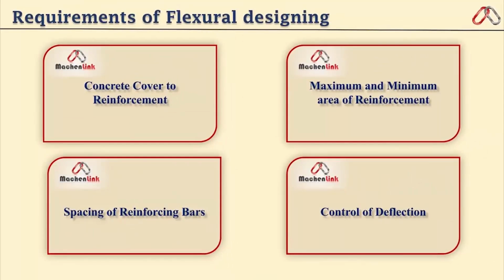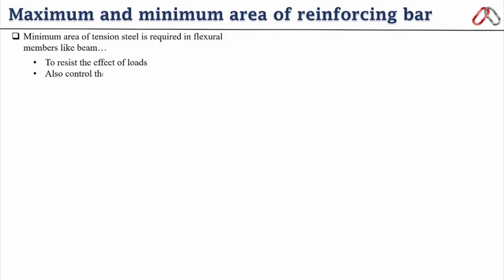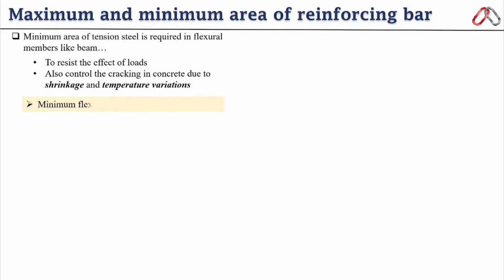Now moving on to the next topic, maximum and minimum area of reinforcing bars. Minimum area of tension steel is required in a flexural member like a beam to resist the effect of load and also control the cracking in concrete due to shrinkage and temperature variation. So how do we find out the minimum flexural steel in a beam? You are already familiar with this formula in working stress method that Ast minimum upon bd should be greater than or equal to 0.85 upon fy.